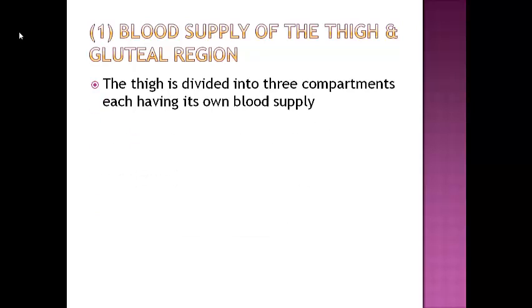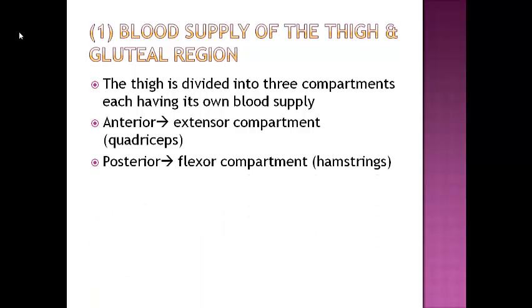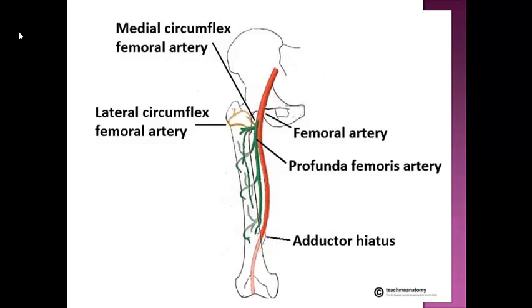Remember that the thigh is divided into three compartments, and generally each one has its own blood supply. You've got the anterior compartment, which remember was the extensor compartment. It had the quadriceps, and a few extra muscles like the sartorius and the pectineus and so forth. We've got the posterior compartment, which was the flexor compartment that had the hamstrings. And we had the medial compartment, which was the adductor compartment with the adductor longus, the magnus, the brevis, and so forth.